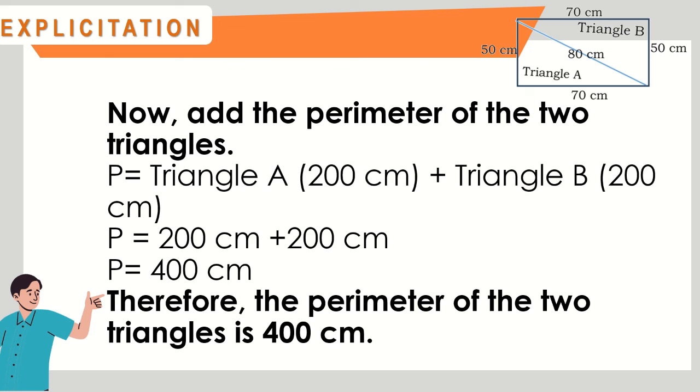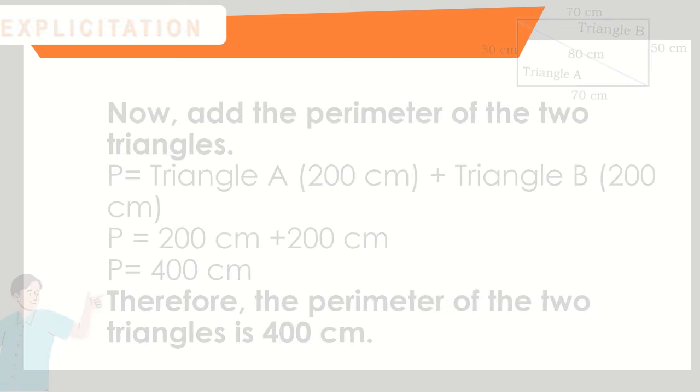Now, add the perimeter of the two triangles. P is equal to triangle A, which is 200 cm, plus triangle B, which is 200 cm. P is equal to 200 cm plus 200 cm. P is equal to 400 cm. Therefore, the perimeter of the two triangles is 400 cm.